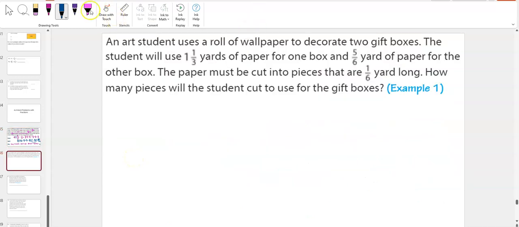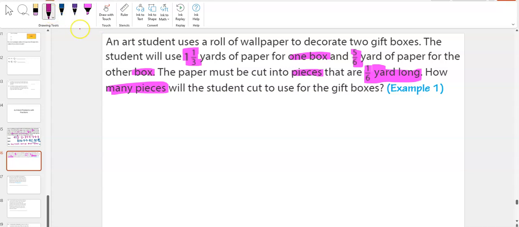All right, so I'm going to start by annotating what I know. Okay, an art student uses a roll of wallpaper to decorate 2 gift boxes. The student will use 1 1/3 yards for one box and 5/6 of a yard for the other box. The paper must be cut into pieces that are 1/6 of a yard long. So that's the pieces he needs. How many pieces will the student cut to use for the gift boxes?